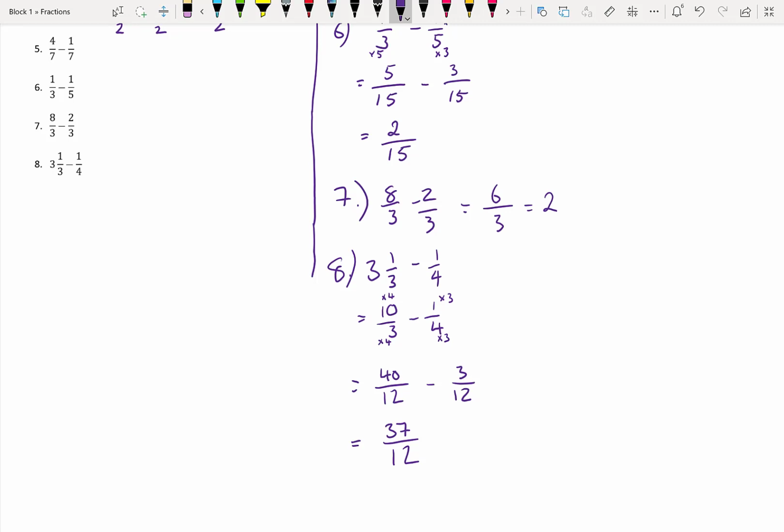Okay, and unless the question asks for it, you don't have to specify. You can give your answer in whichever form you want. Unless the question says give us a mixed fraction, I would tend just to leave it as a top-heavy fraction like that.